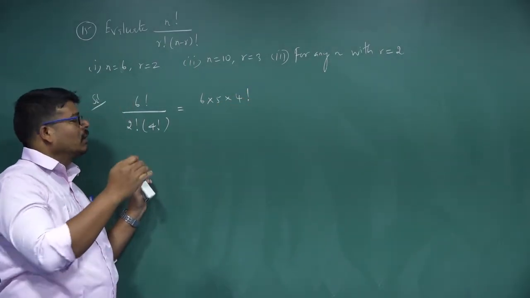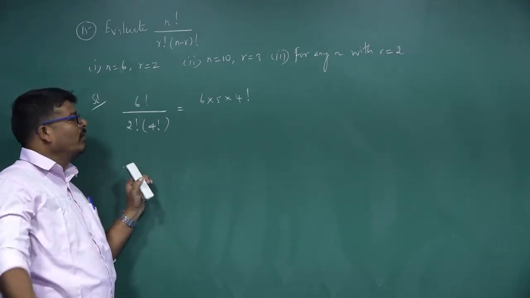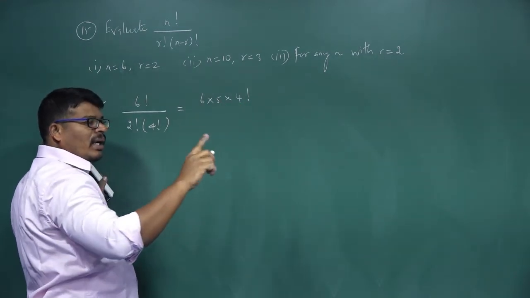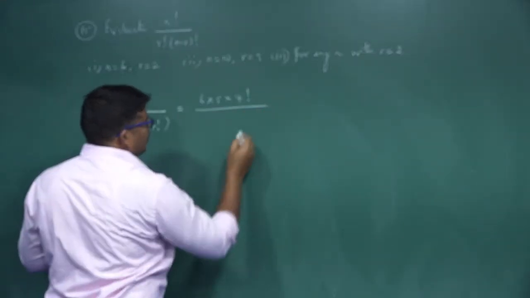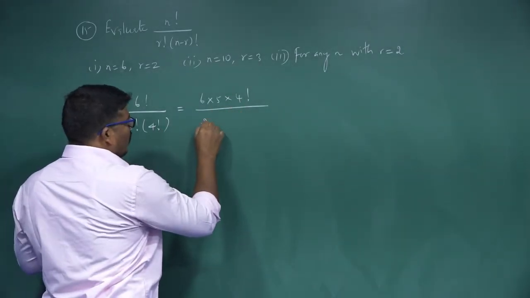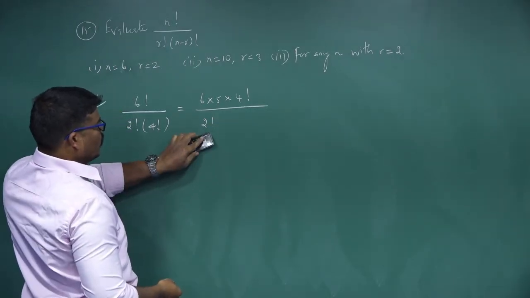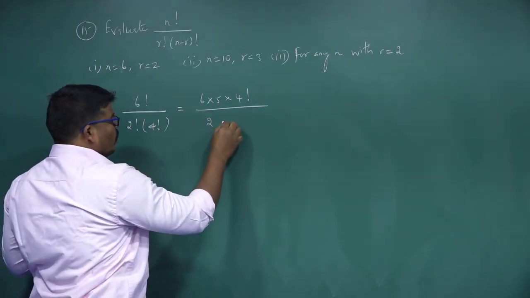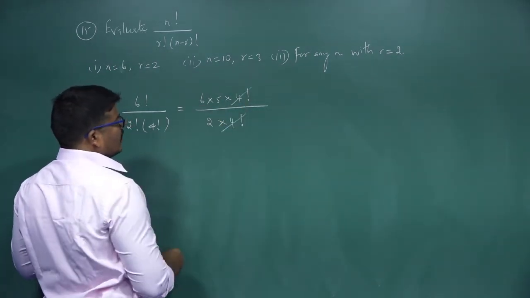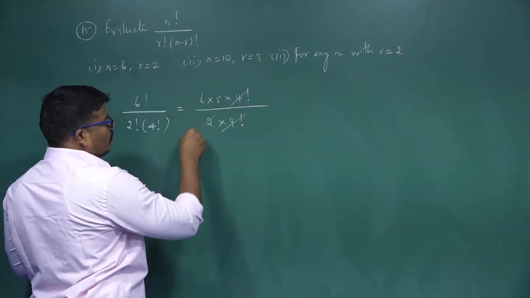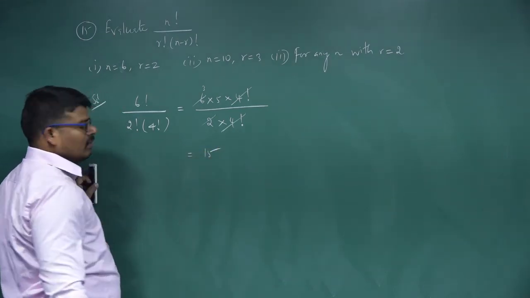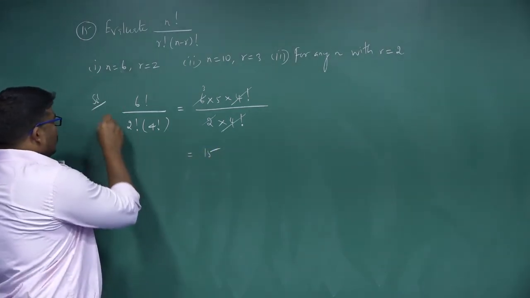6 factorial is the product of 6 natural numbers 1, 2, 3, 4, 5, 6. So 6 into 5 into 4 factorial. The denominator is 2 factorial, where 2 factorial is 1 into 2, that is 2, into 4 factorial. The 4 factorials are cancelled. Next, 6 into 5 by 2: 1 2 is 2, 3 2s are 6, 5 3s are 15. The answer is 15.